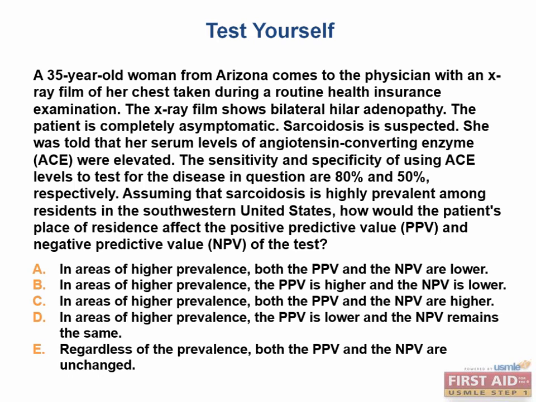A. In areas of higher prevalence, both the PPV and the NPV are lower. B. In areas of higher prevalence, the PPV is higher and the NPV is lower. C. In areas of higher prevalence, both the PPV and the NPV are higher. D. In areas of higher prevalence, the PPV is lower and the NPV remains the same. Or E. Regardless of the prevalence, both the PPV and the NPV are unchanged. For any given test, as the prevalence of the disease increases, the PPV increases and the NPV decreases. Therefore, the answer is B.